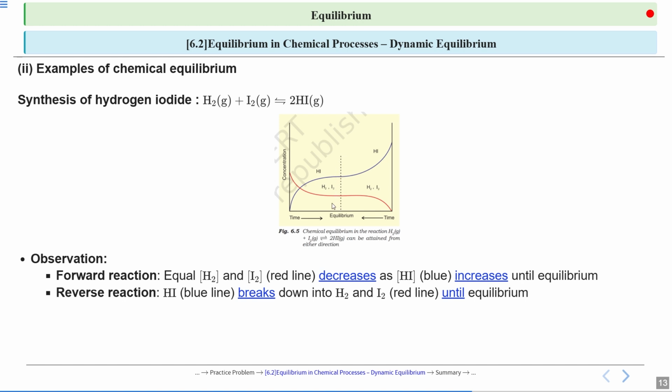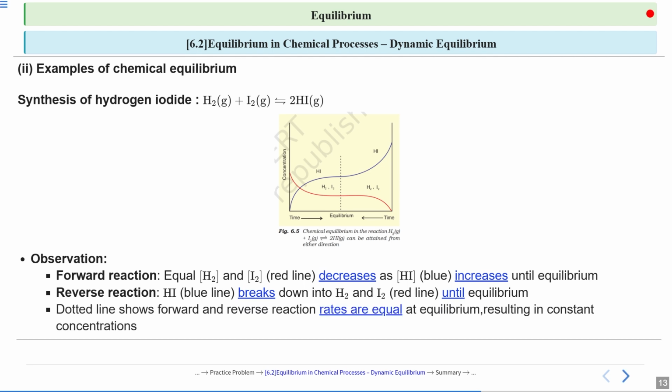So at this point, the rates of both the forward and backward reactions are equal. There may be a chance that it is not constant till infinite time. They can be moving away or they can be intersecting as well. Now, the dotted line is showing that condition where the rates of forward and backward reactions are equal.